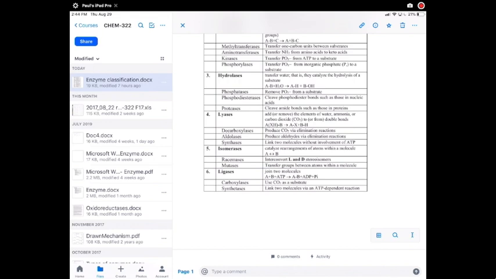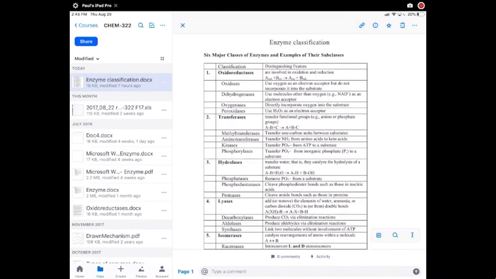We haven't seen a lyase at this moment in time. It adds or removes elements of water or ammonia or carbon dioxide. We will see some. Oh, sorry, no, we did. We have an aldolase, which has aldehydes fall off. We have seen an isomerase. I don't know if we've seen a ligase at this moment in time. So there are 6 major classes.